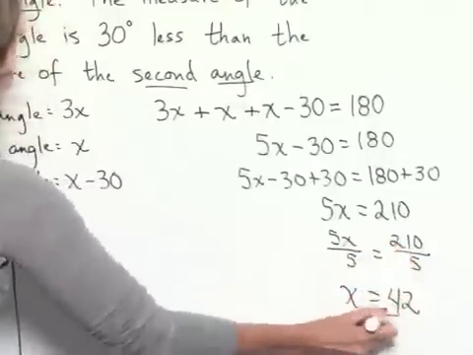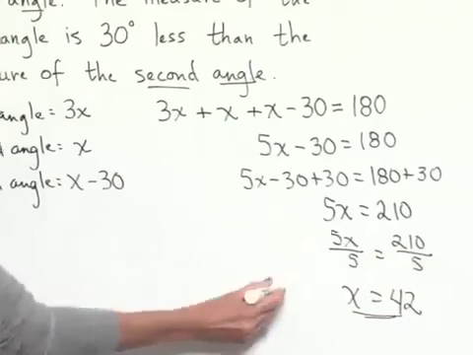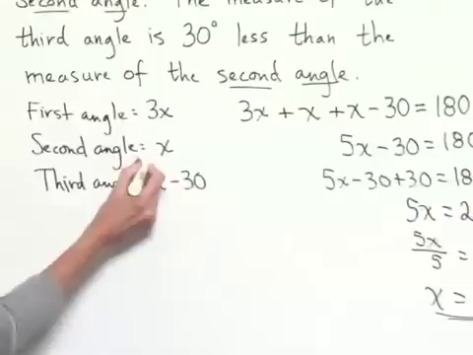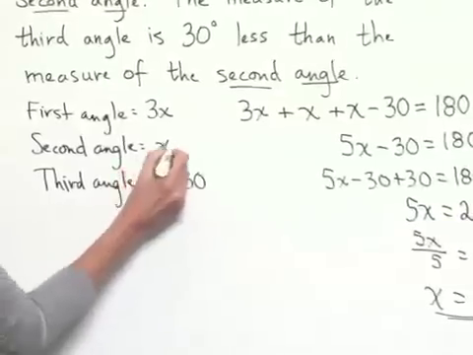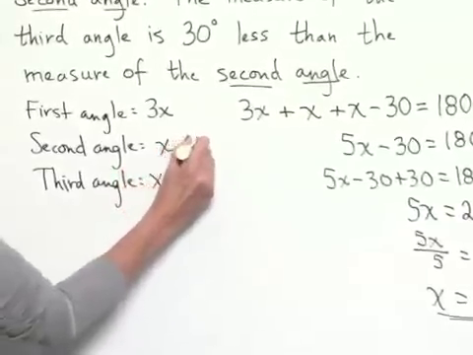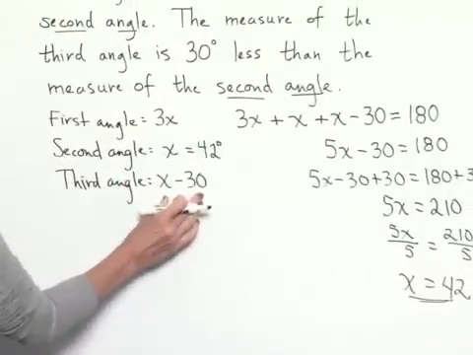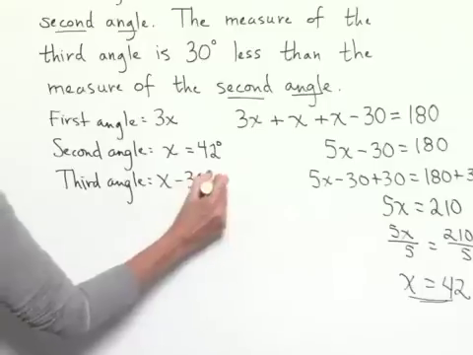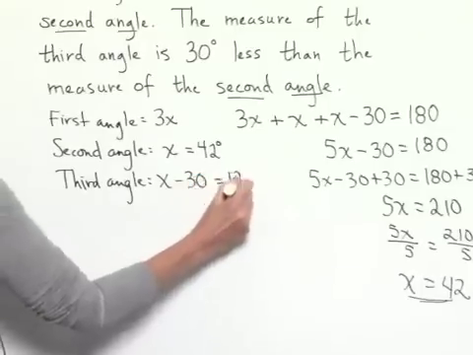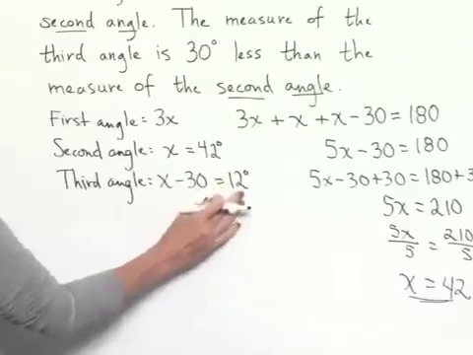Now, remember that this is the value for x. Looking back, we notice that this is now going to be given as the measure of the second angle. So our second angle is going to have a measure of 42 degrees. We notice that our third angle is going to be 30 degrees less than that, so we can say that our third angle has a measure of 12 degrees.